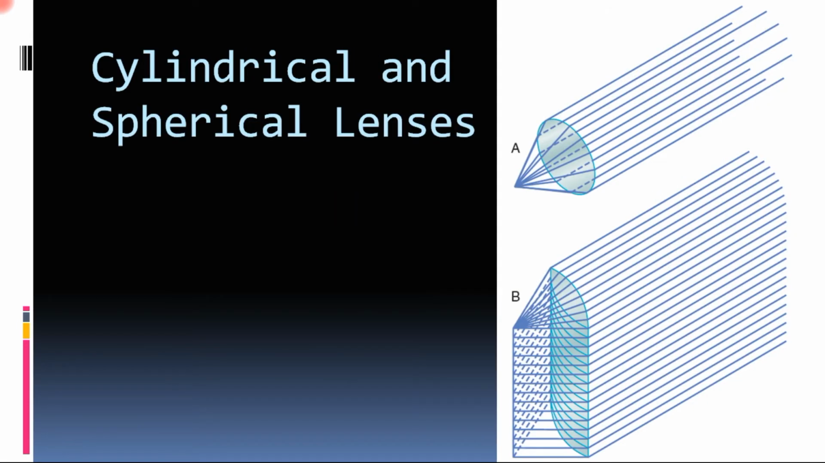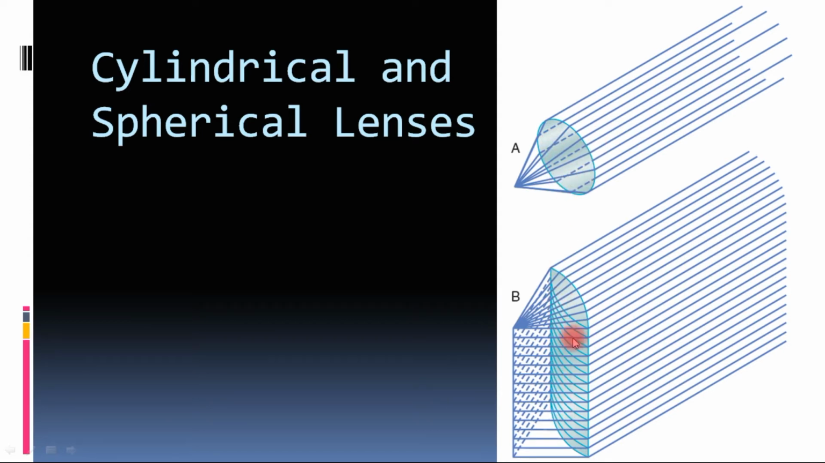The concave and convex lenses we have discussed in the previous slides can be arranged in two different ways, and we can get two different types of lenses. As you can see here, this one is a cylindrical lens and this one is a spherical lens. What is the difference between a spherical lens and a cylindrical lens?